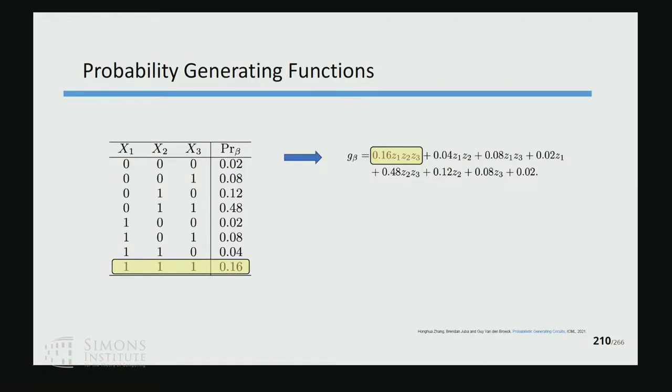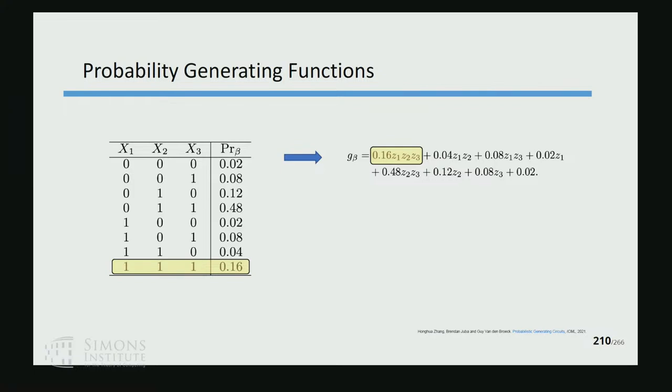So here's the idea. A generating function represents a distribution, and by the way, everything is binary here, it's convenient, by associating a monomial with every possible world. The monomial has all of the z variables that are set to true in that particular world. So here, all variables are set to true, it has probability 0.16. So this monomial z1 z2 z3 has a coefficient of 0.16. The world where everything's false has probability 2%.